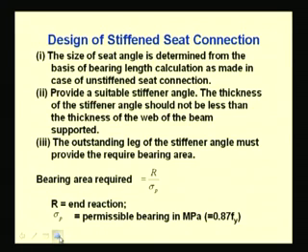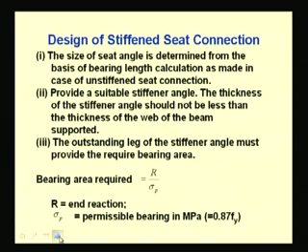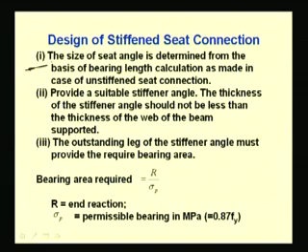Now, we will discuss about the design of stiffened connection. For design of stiffened seat connection, almost similar way we will find out the design process except the design of stiffener. So first step is that the size of seat angle is determined on the basis of bearing length, okay, as made in case of unstiffened seat angle. So size of seat angle will be made similar to the unstiffened seat connection. This is first. Then we will provide this, which is new, that is a suitable stiffener angle.